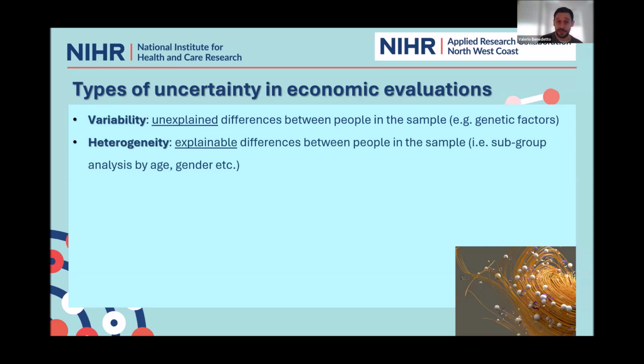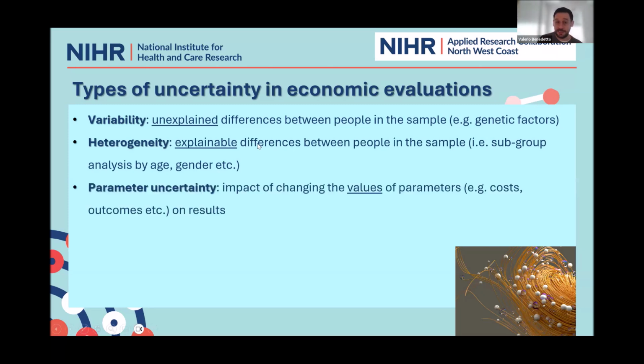Heterogeneity, instead, we are referring to explainable differences between people in the sample. So how we react or how we respond to particular interventions due to our age, to our gender, and so on. So all things that we can measure.